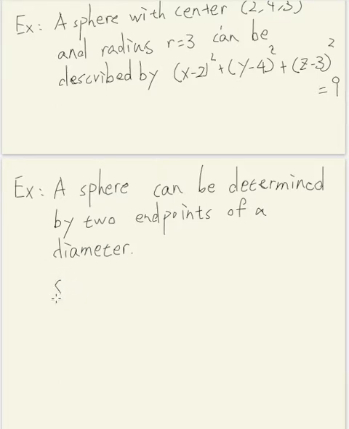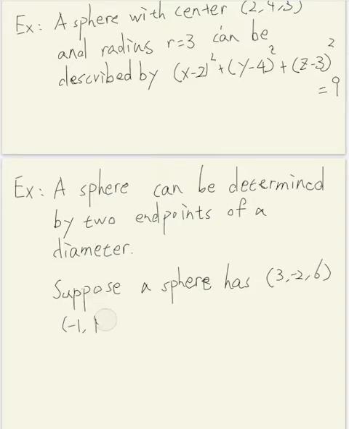Suppose a sphere has these 2 points, 3, -2, 6, and -1, 4, 2, as endpoints of a diameter.